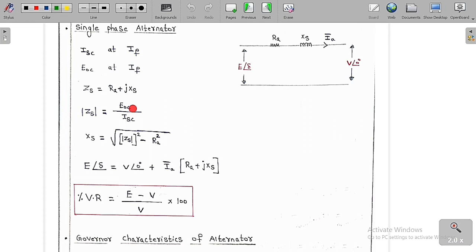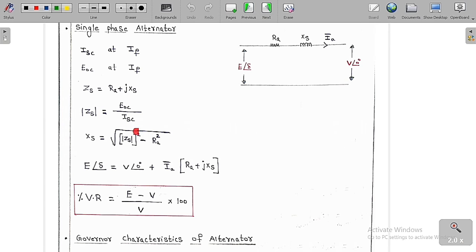So EOC is called at a constant IF. At a constant IF, at a particular IF, what is the open circuit voltage and what is the corresponding armature short circuit current. So if you do the ratio of these two things, we are going to get the amount of ZS.